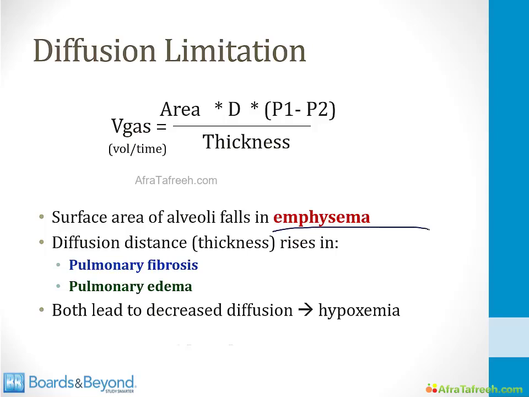In patients who have emphysema, the alveoli are destroyed, so the surface area for diffusion decreases. In pulmonary fibrosis and pulmonary edema, the thickness of the alveolar walls increases, and that's going to limit the amount of gas that can diffuse. But the bottom line here is that any problem that leads to decreased diffusion is going to cause hypoxemia, and it's going to cause a high AA gradient.